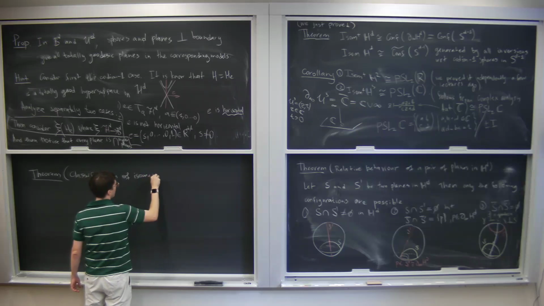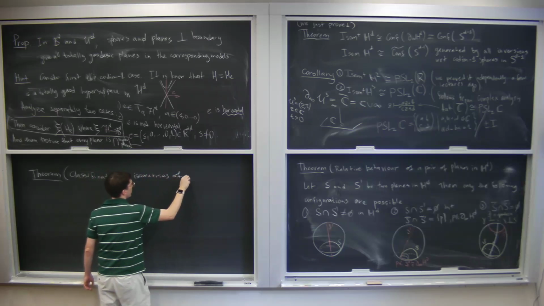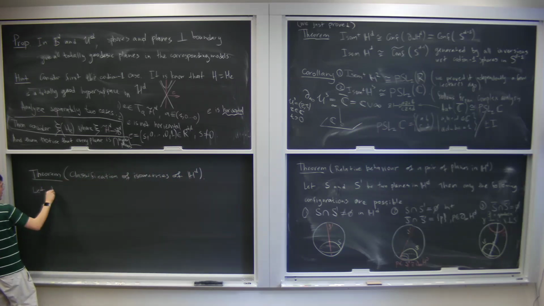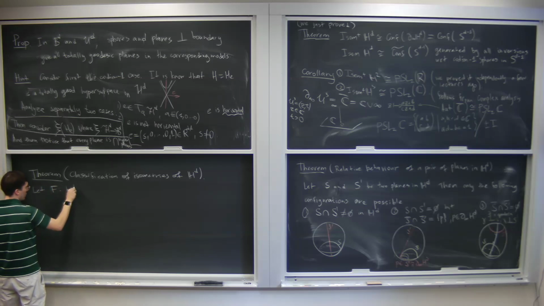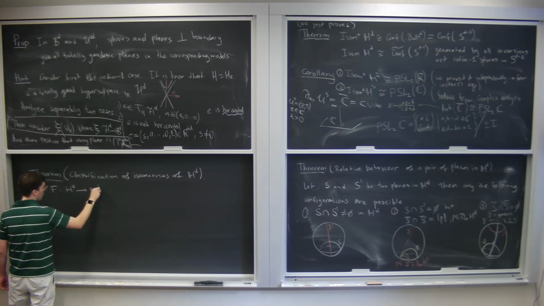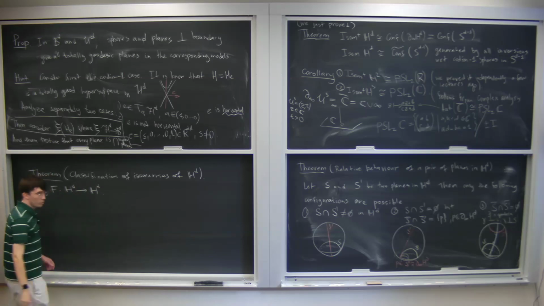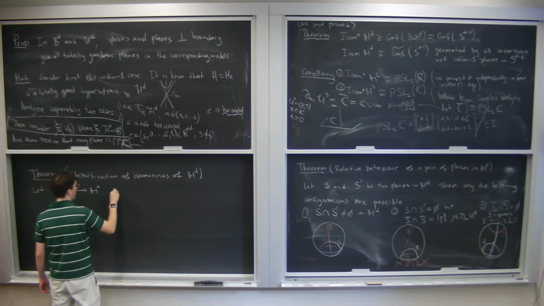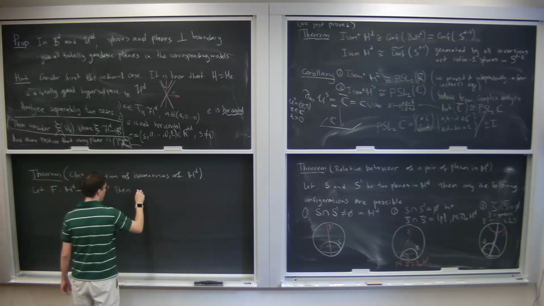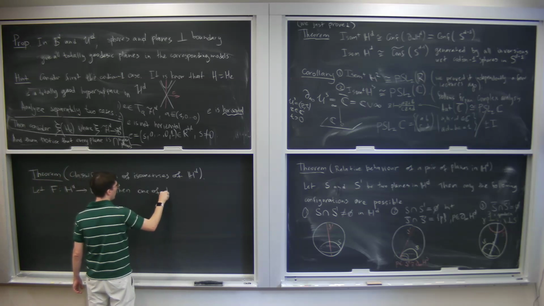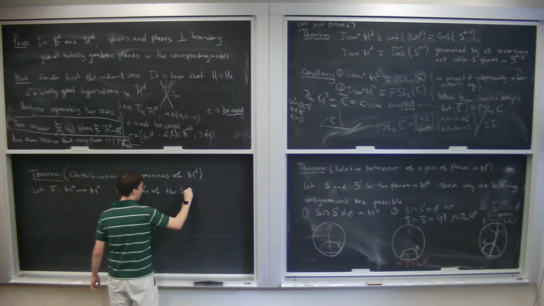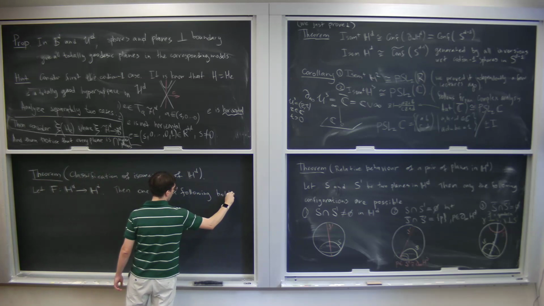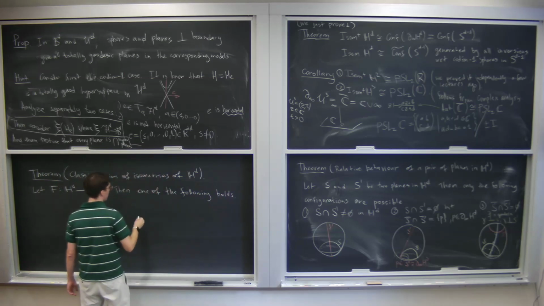Classification of isometries of HD. So let F be an isometry, right? Then only the following options are possible. Then precisely one of the following holds.